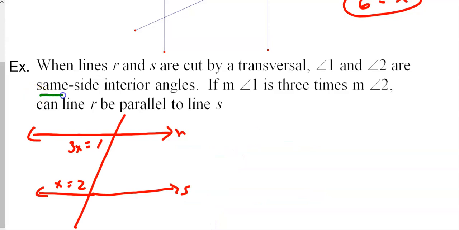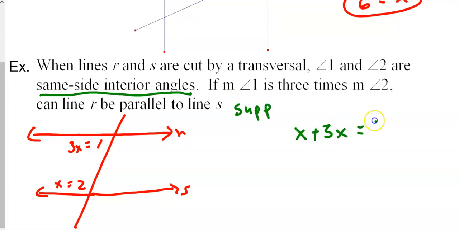Okay, so let's think about this a little bit. If we have this relationship, they should be supplementary. So I should be able to add up those same side angles, set them equal to 180. So we get 4x equals 180, so therefore x would be, I believe, 45. Okay. So now let's answer this question here. If measure of angle 1 is 3 times the measure of angle 2, can R be parallel to S?